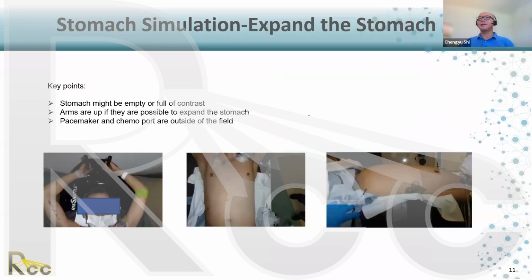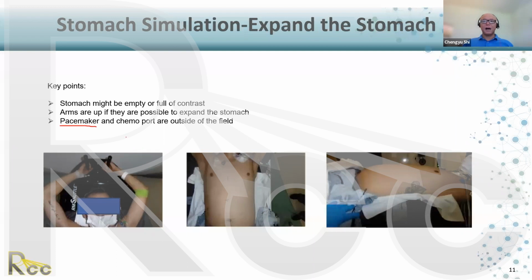And next is the stomach, which is a very difficult one because it depends on the MD. Some MDs may prefer the stomach empty. Some may use contrast so that they can control the stomach well after treatment. But it is so difficult to make sure the shape and the size are the same. We typically use arms up, if the patient can, to expand the stomach. If the patient has a pacemaker or chemo port, make sure they are outside of the field.